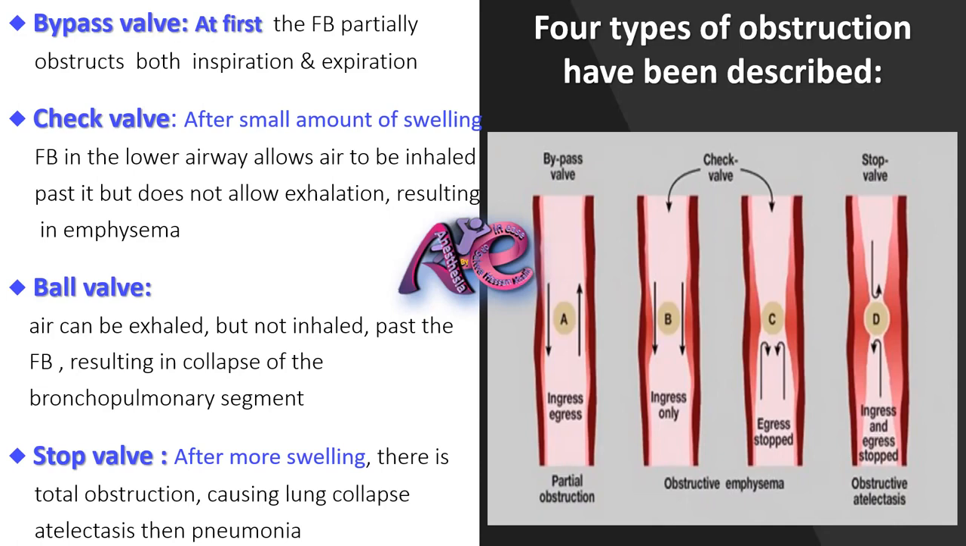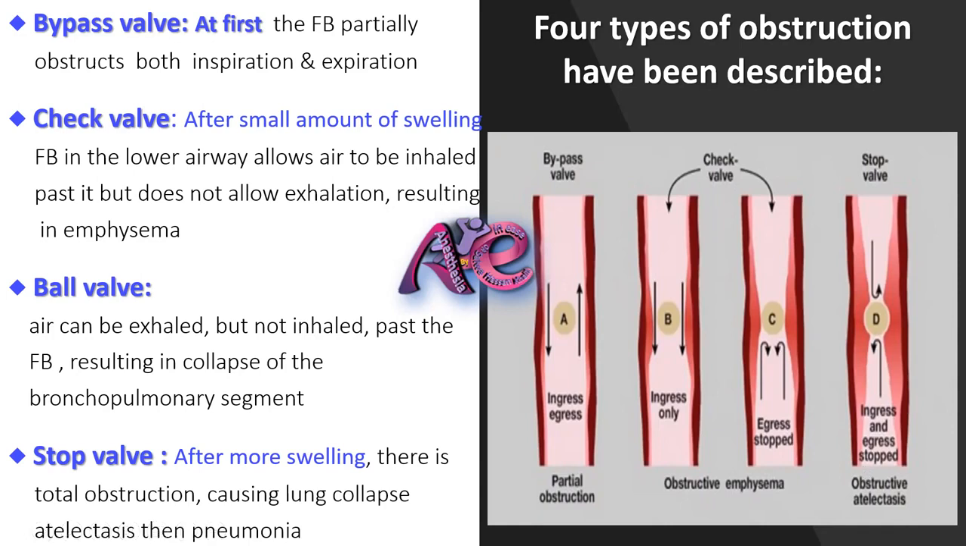Ball valve, which is more dangerous: air can be exhaled but not inhaled past the foreign body, resulting in collapse of the bronchopleural segment. After more and more swelling, as in this picture, a stop valve develops. There is total obstruction causing lung collapse, atelectasis, then pneumonia.